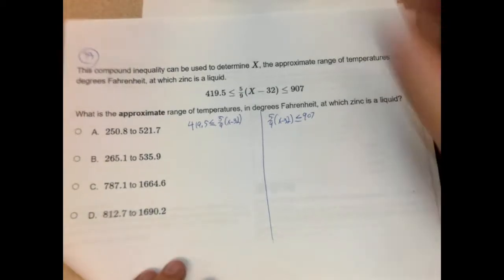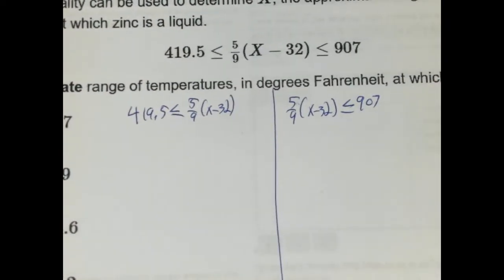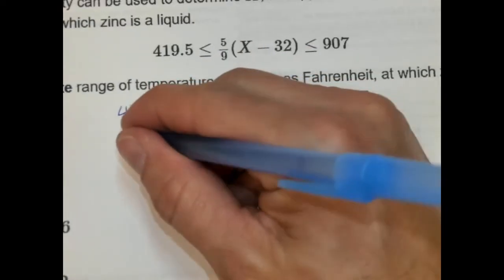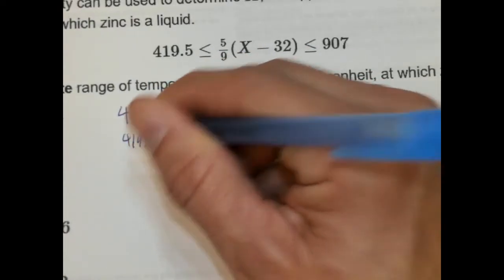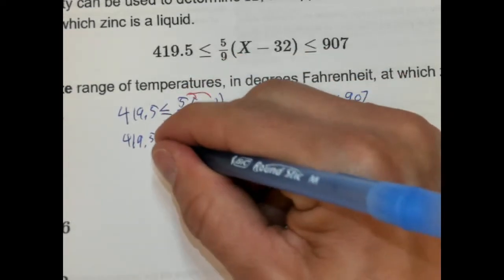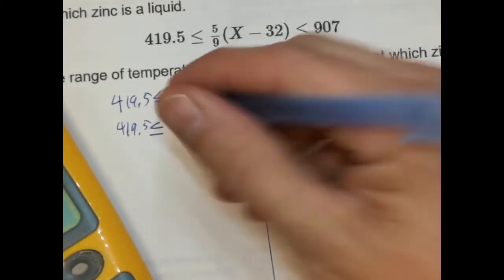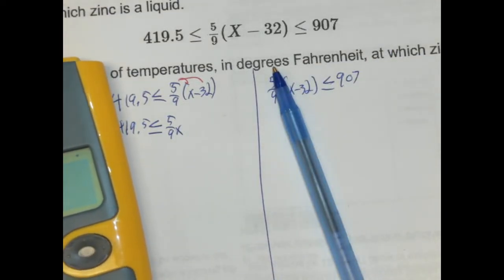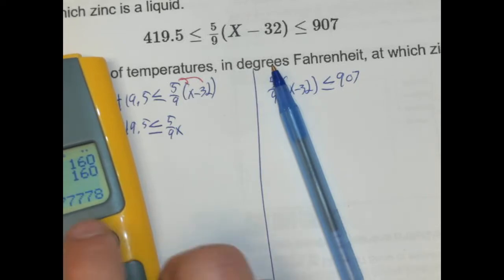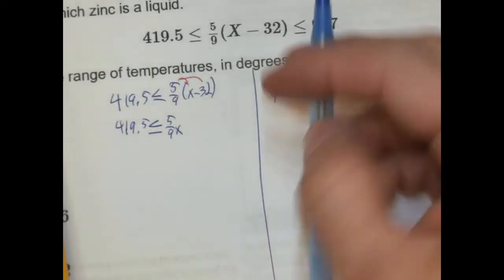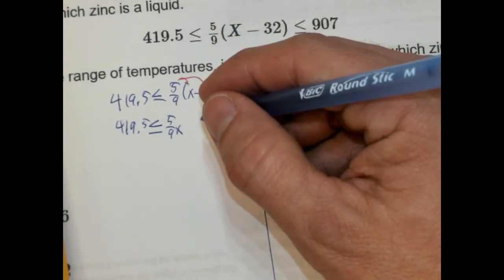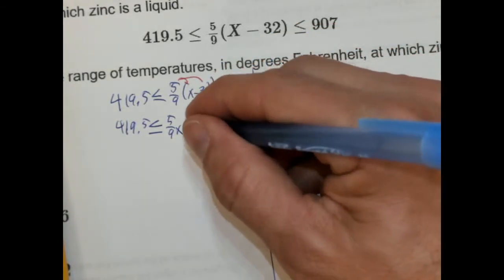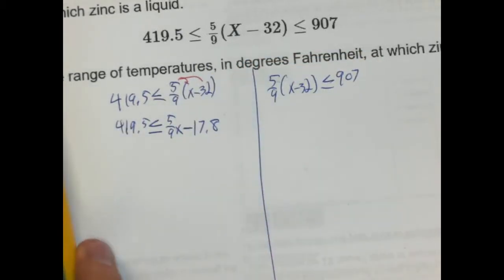Okay, so let's just do these. I'm going to zoom in more now so you can see this. And really we're just going to find these. So let's distribute this 5/9. So we have 419.5 is less than or equal to 5/9 x, and then 5 times 32 divided by 9, 17.8, around that. Actually, if I do that, it's going to be a little off, but that's okay. We'll still have a close enough answer. Minus 17.8. Okay, and then we're going to multiply by 9.